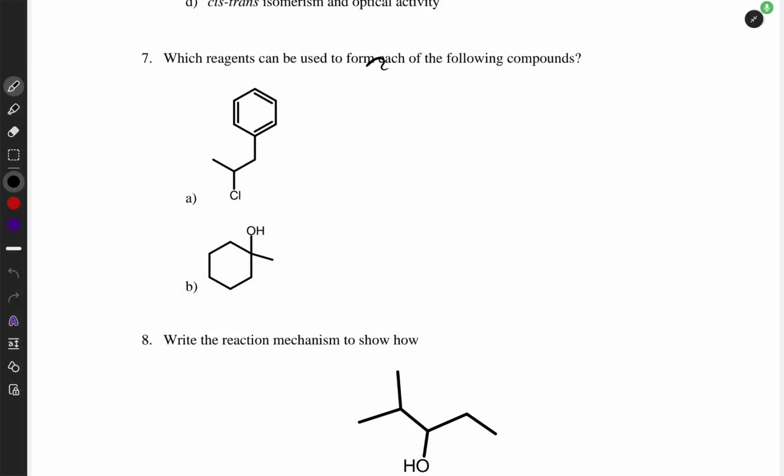Question 7, which says, which reagents can be used to form each of the following compounds? From this, of course, here I have a halogen alkane, it comes from an alkene if I add HCl, I know that. And here I have OH, it comes from an alkene again if I add H2O and my acid. So it's not even a problem for me. So let me put those two. So how am I going to do it?